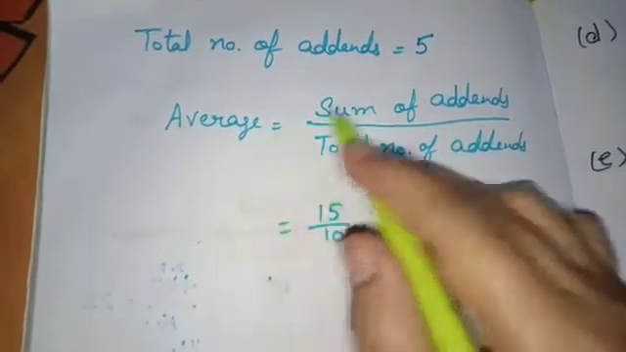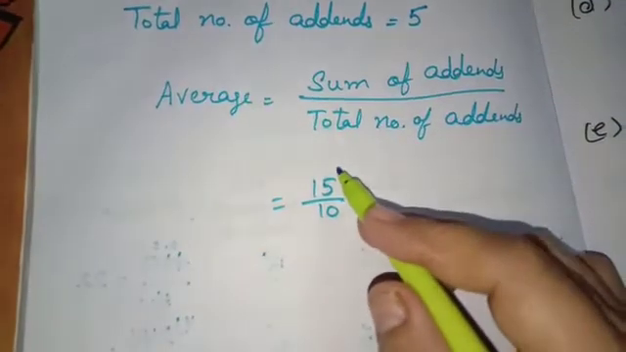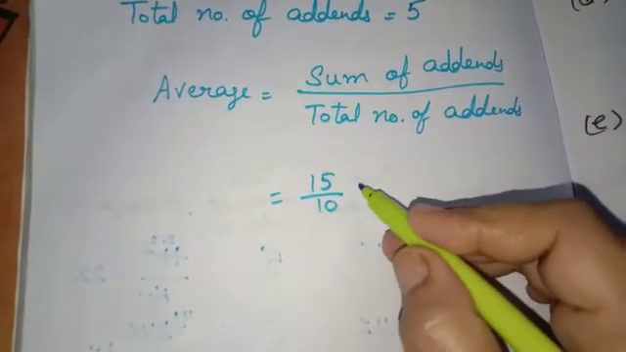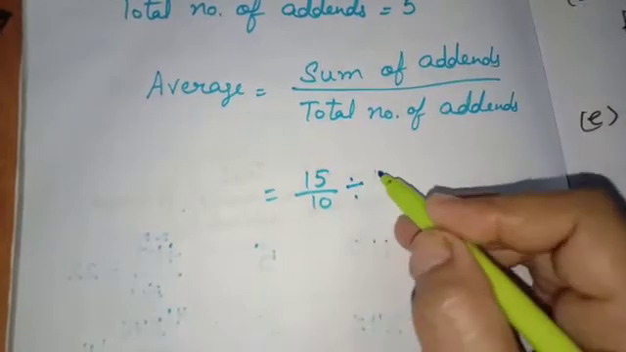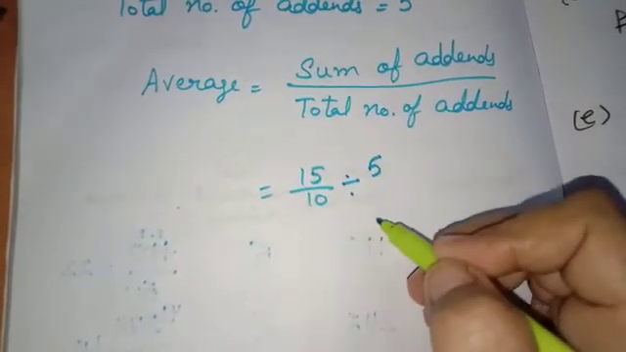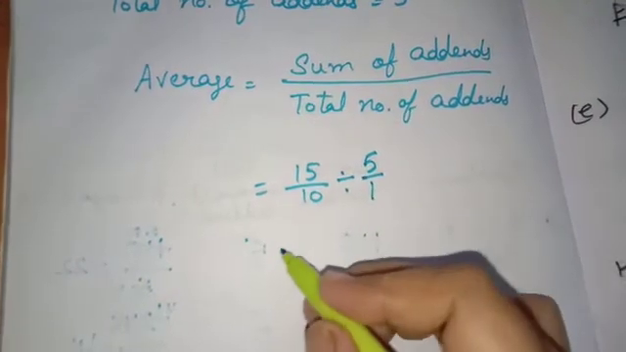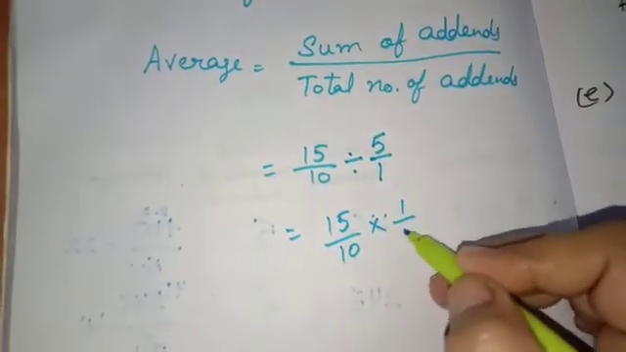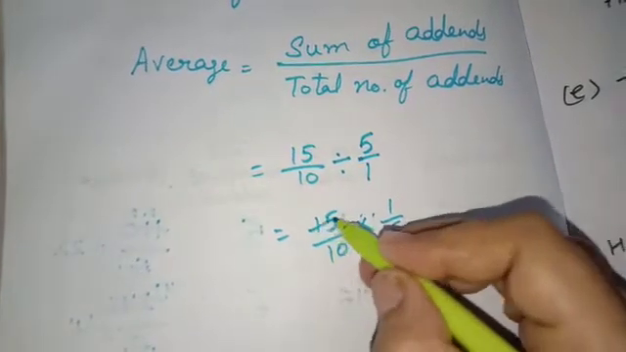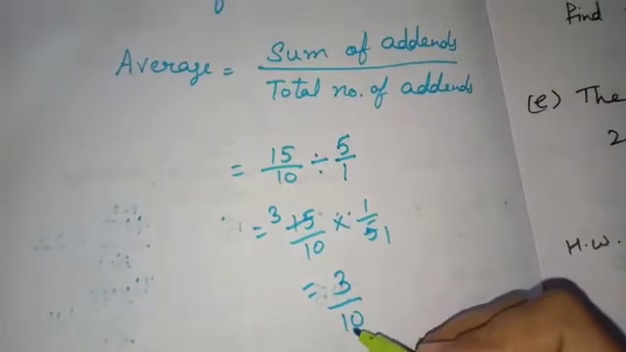Now, the formula for average is sum of addends divided by total number of addends, means 15 by 10, which is the sum of addends, divided by the total number of addends, 5. It is a division of fractions. We will write 1 under 5. The division sign will be converted to multiplication, the reciprocal will be taken, and it will be cancelled. And the answer will be 3 by 10.